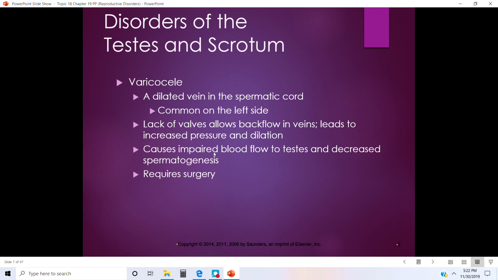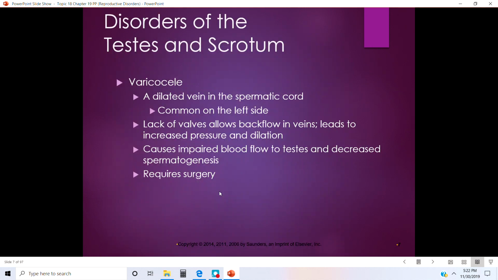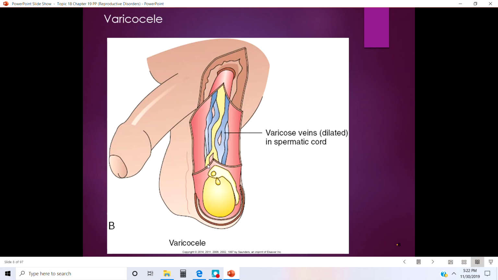Now, that dilation, if I go back to this picture here, can actually compress the testicular artery bringing blood down, and that would be a problem again to the testicle because it's not getting its normal blood supply. Right, so that would decrease the blood flow to the testes, and not having enough blood going to the testes would affect the ability to produce sperm. Right, this would also have to be corrected surgically. So this is known as a varicocele.